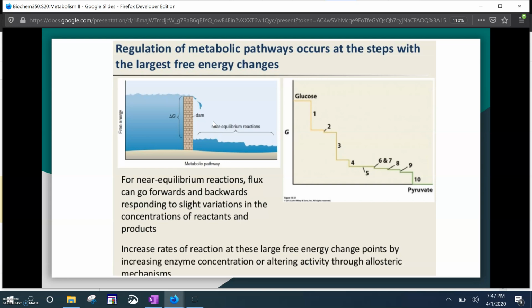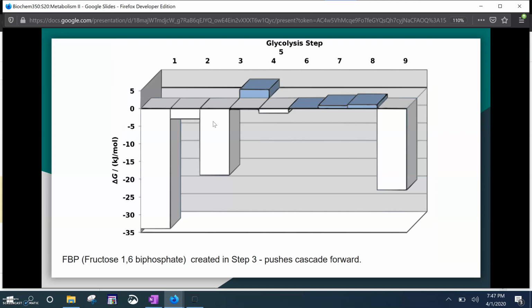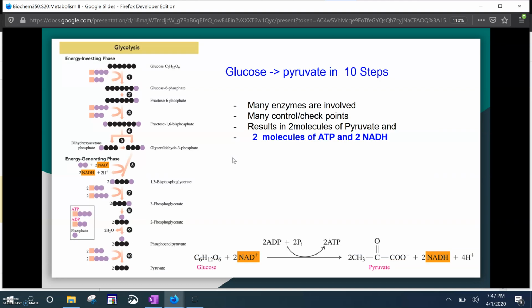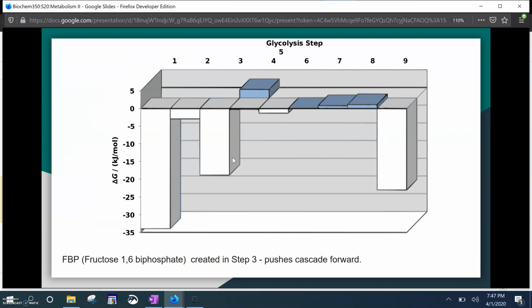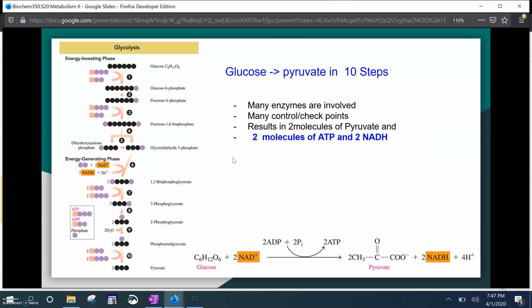For near equilibrium reactions, the flux can go back and forth. But these large negative delta G's, you can't go back and forth. And you can see the steps that happen. Step 1, step 3, and step 9 are clearly the steps that push the cascade forward, and they're not reversible.